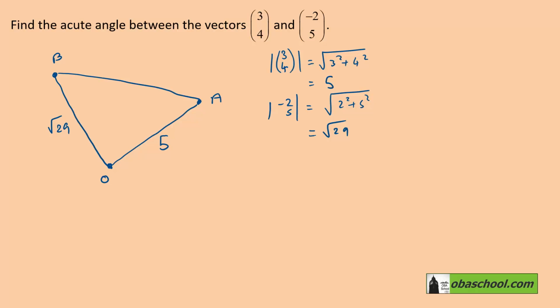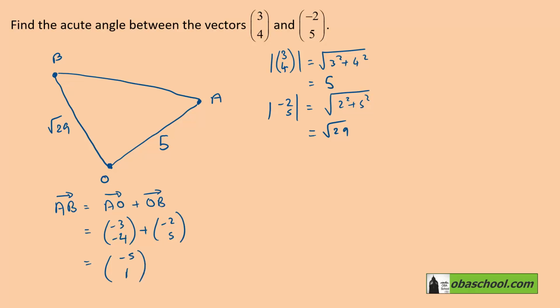Let's get the third side of the triangle. So let's do that as AB, which is AO plus OB. So AO is negative 3, negative 4, and OB is negative 2, 5. So that one is negative 5 and 1. So the magnitude of negative 5, 1 is the square root of 5 squared plus 1 squared. So that's root 26.